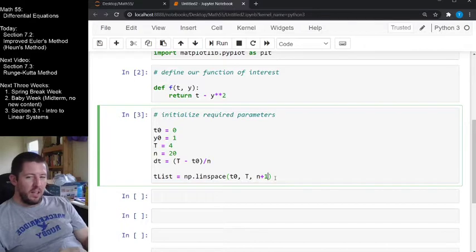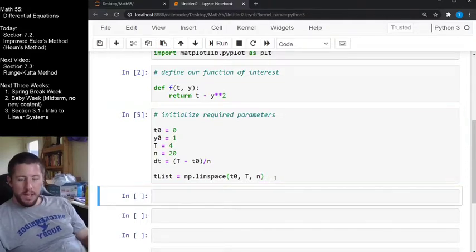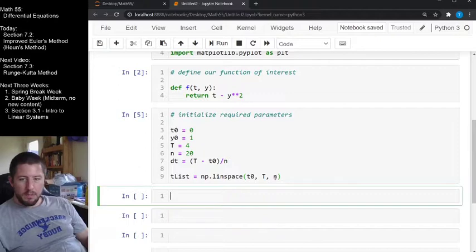A lot of programming is off by one errors, and these aren't super easy to see. I want to convince you that this is correct. I'm going to leave the plus one off, and let's look at T list.